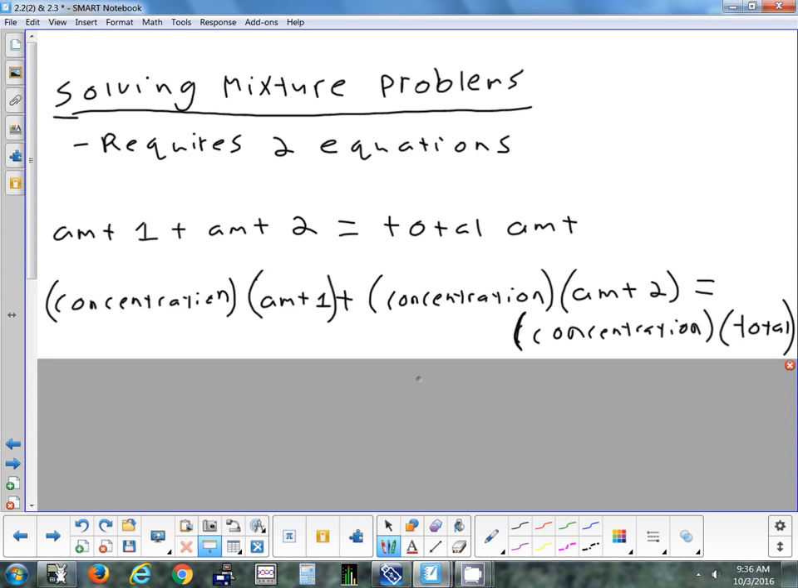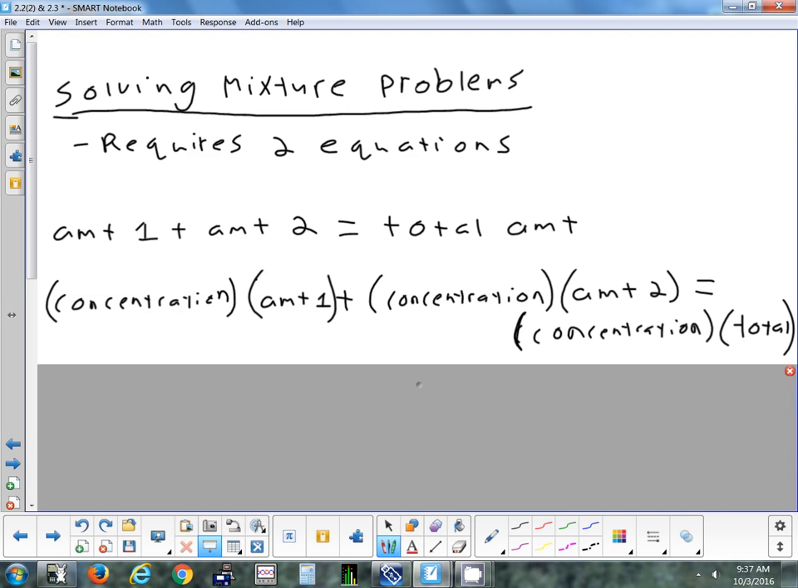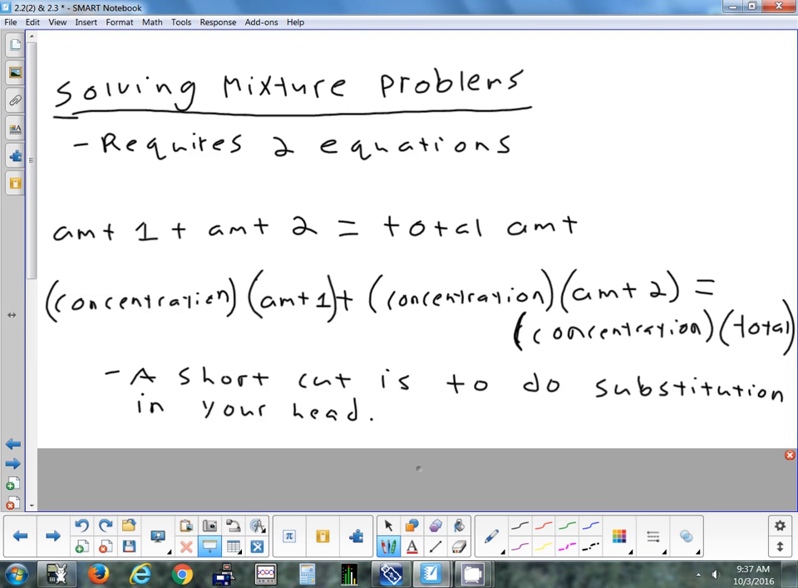Okay, the first equation has to do with how much of the first solution plus the second solution, add them up, equals the total. They'll always tell you how much they want you to mix. And the second equation is the concentration of the first solution times how much you use, plus the concentration of the second times how much you use, equals the final concentration, which they'll tell you, times the total amount of liquid they want you to have, which they will tell you.